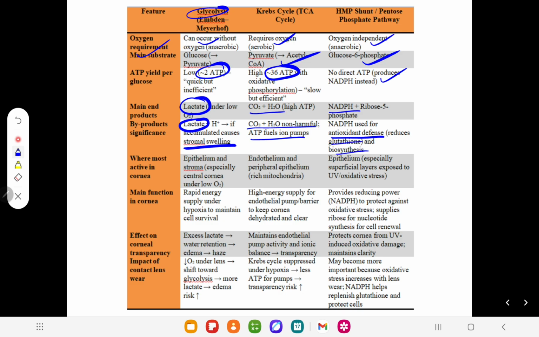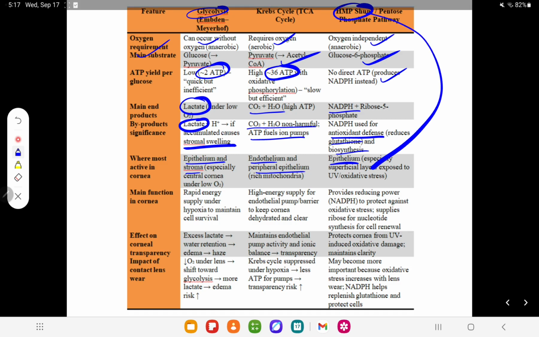So where are they most active in the cornea? Glycolysis is most active in the epithelium and stroma, but the Krebs cycle is most active in the endothelium and peripheral epithelium, and the HMP shunt is most active in the epithelium, because the HMP shunt will protect the cornea from UV rays. Yes, the main function of glycolysis in the cornea is rapid energy supply under hypoxic conditions for minimum cell survival. Basically, under hypoxia, rapid energy is supplied, the minimum to maintain survival.